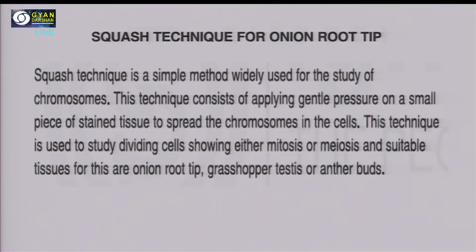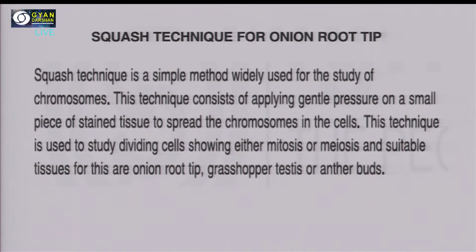Because you need to visualize the chromosome, you need to visualize the morphology of the chromosome, you need to count the number of chromosomes, okay? And this is called karyotyping, and during karyotyping, what you need to do is you need to make a squash preparation. Now, normally in case of plant systems, we use the onion root tips, okay? So this is called squash technique.